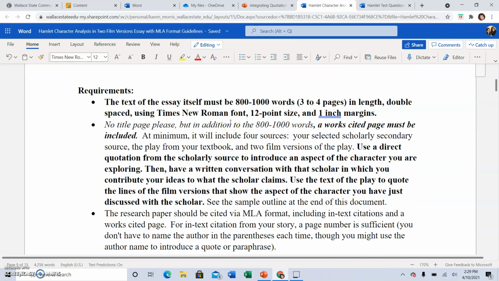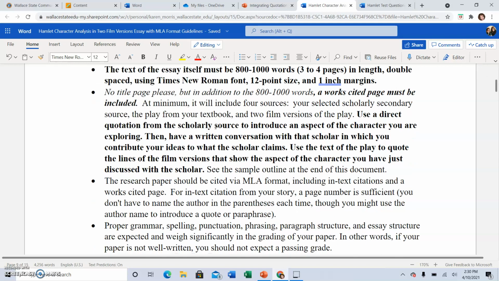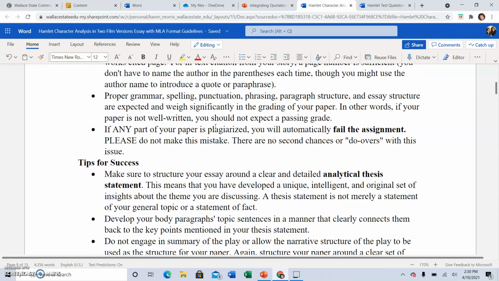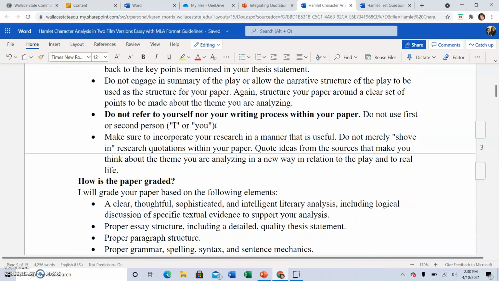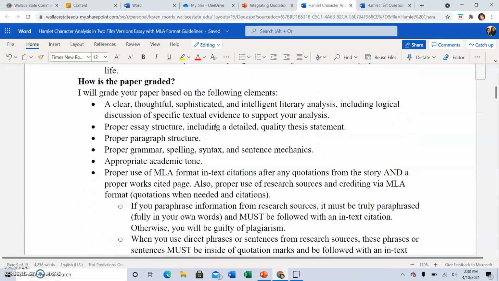Now, you will have 3 to 4 pages to accomplish a good analysis of a minor character. Of course, you're going to use the same requirements that you have used since English 101 for MLA format, including source citations and basic layout and all of those things that you already know how to do.